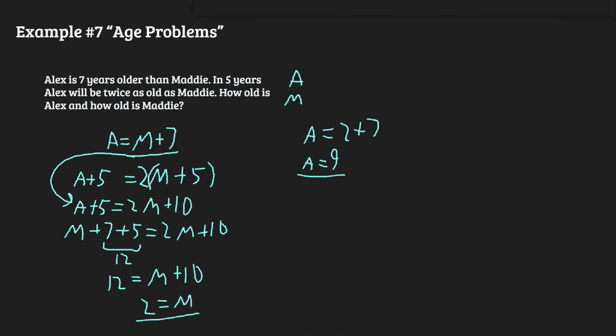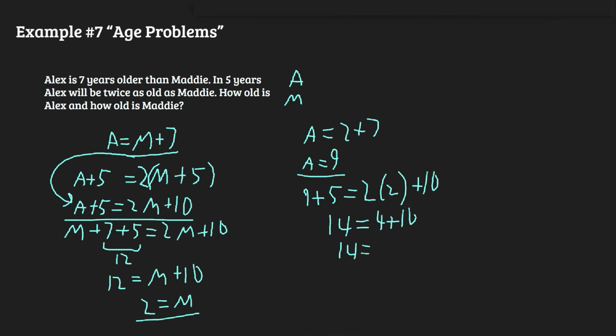Now let's make sure by plugging it into that second equation. So 9 plus 5, Alex's age plus 5, is equal, and I'm just going to use this one right here, the expanded out version of that equation, is equal to 2 times Maddie's age, so 2 times 2 plus 10. And I'll get 14 is equal to 4 plus 10, so 14 is equal to 14.